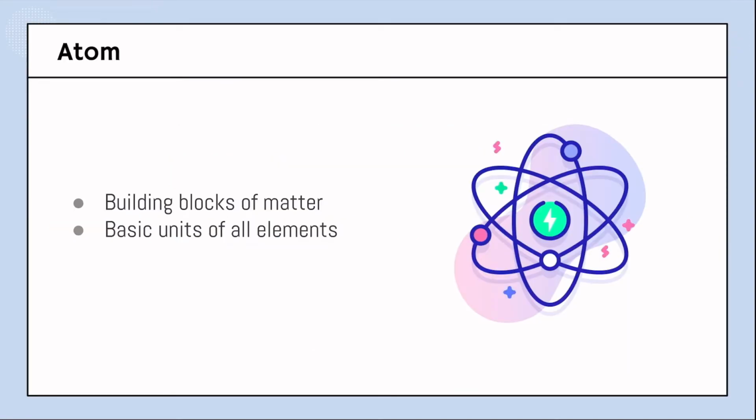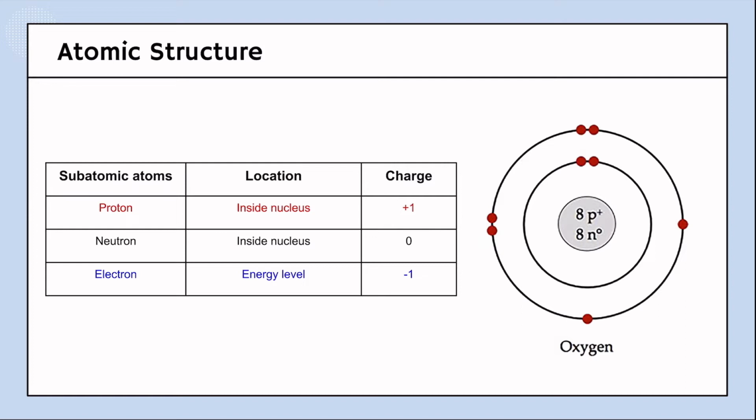Firstly, atoms are the building blocks of matter and are the basic units of elements. Every atom is made up of three components. The three components are protons, neutrons, and electrons. Protons, neutrons, and electrons are known as subatomic particles.